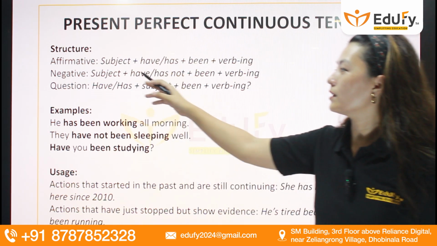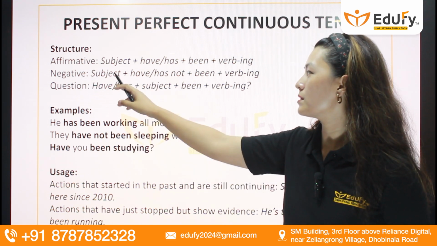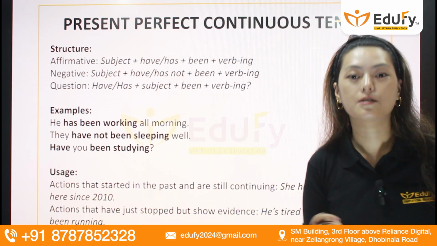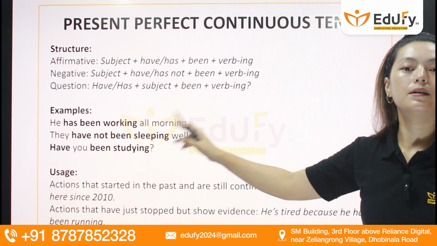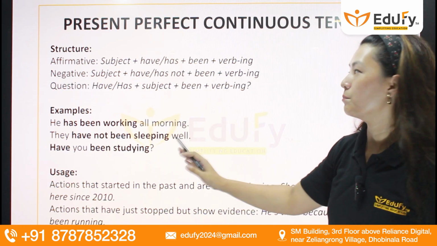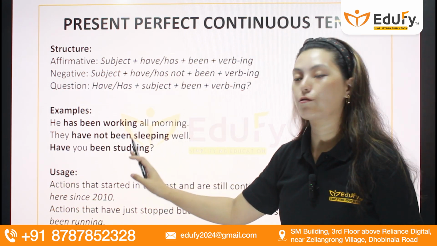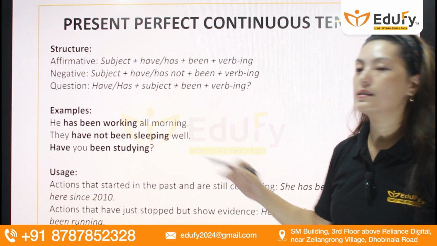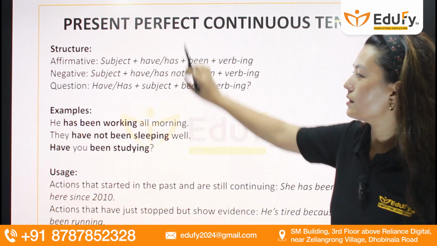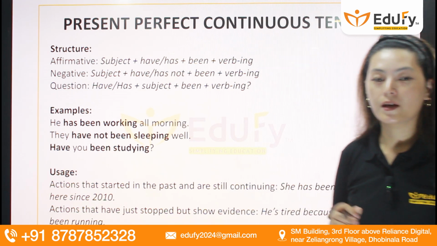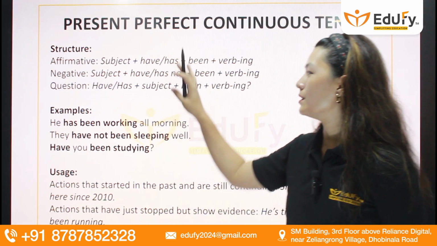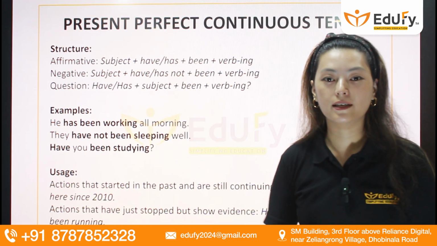If we look at a negative statement structure, what do we have? Subject, has, have, not plus been. So what do we see? They have not been, verb in ing form. Again, because it's continuous tense, so therefore have not been sleeping well. So through these examples, you will see the relation with the structure. And no matter what happens, these structures are very much intact in tenses.